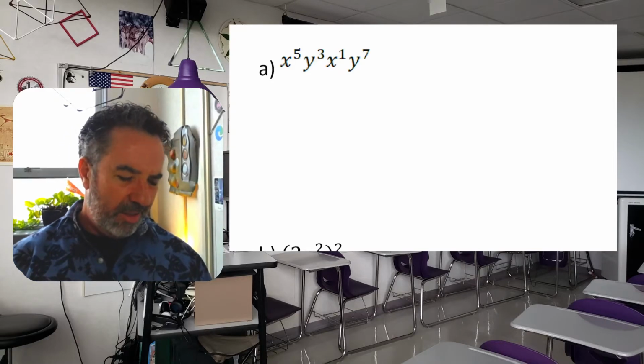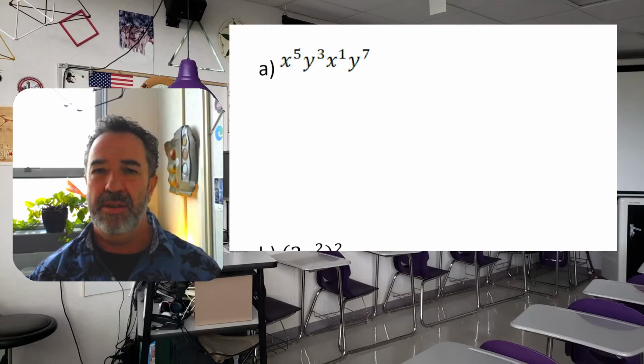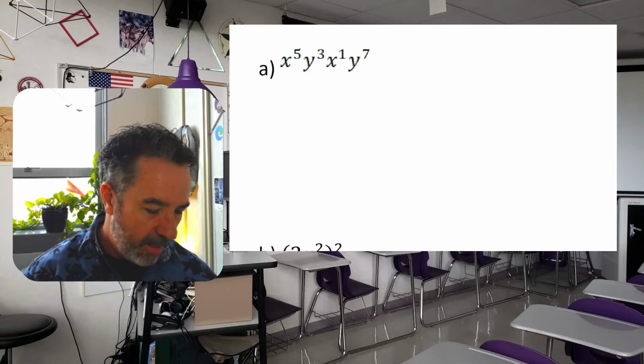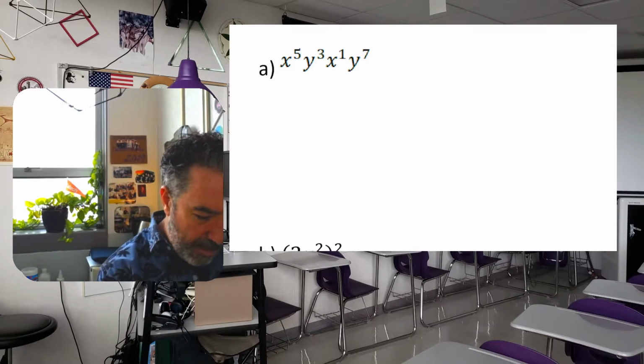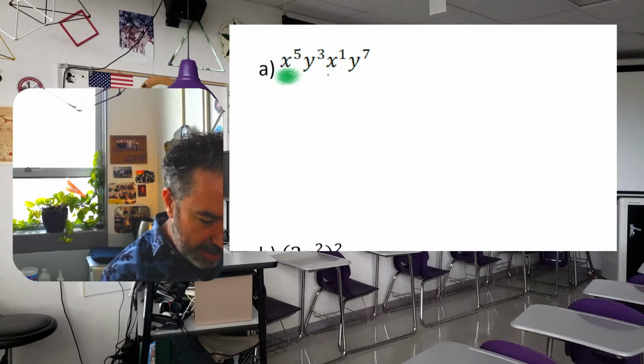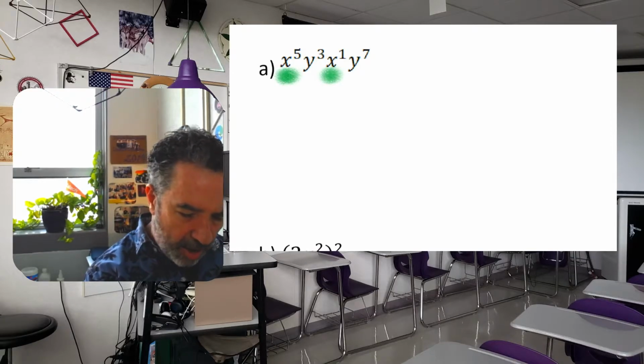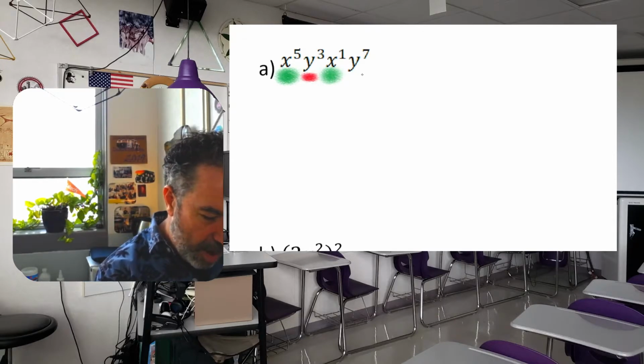And these are just a collection of factors, and it's asking me to collapse it and make it simpler to read and simpler to evaluate. So the first thing I notice on this problem is that I have some factors of x. I'll underline that with this green. I have some factors of x here and here. And I also, in addition, have some factors of y.